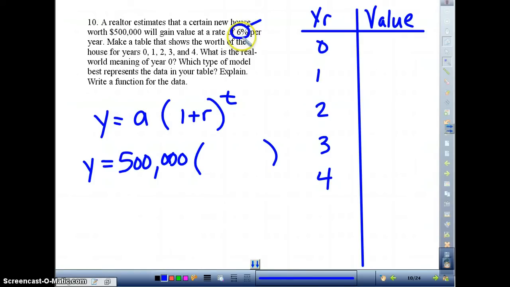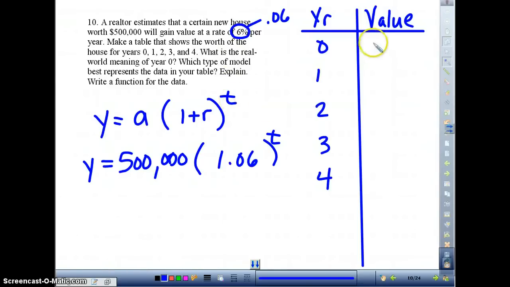6% is what as a decimal? No, it's not 0.6. It's 0.06. So I'm going to take 0.06 and add it to 1, and we get 1.06 raised to the t. Okay? So you can work that out, or I'm going to just put it in my graphing calculator. $500,000 multiplied by 1.06 raised to the x power, and then I'm going to go to my table.